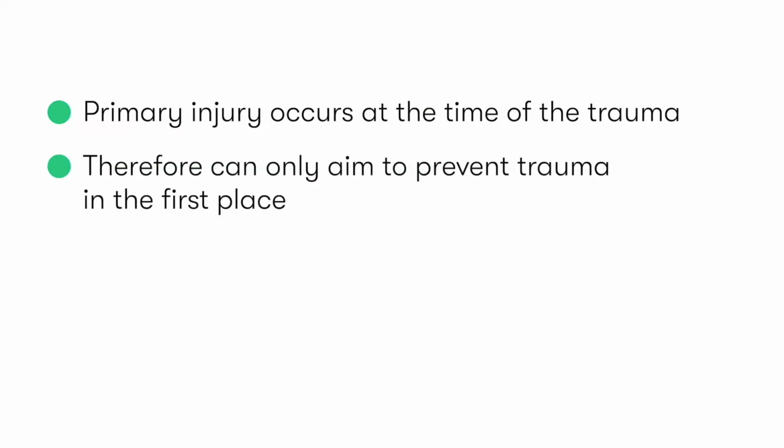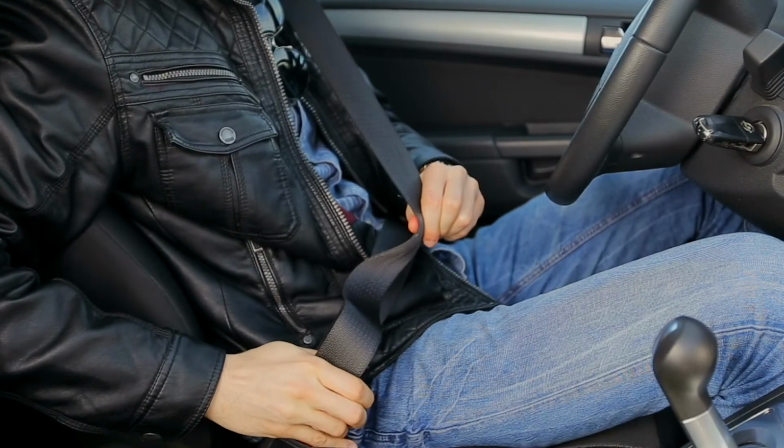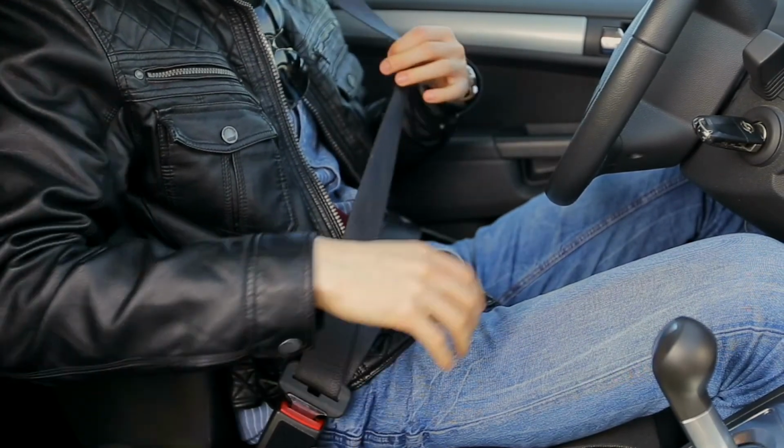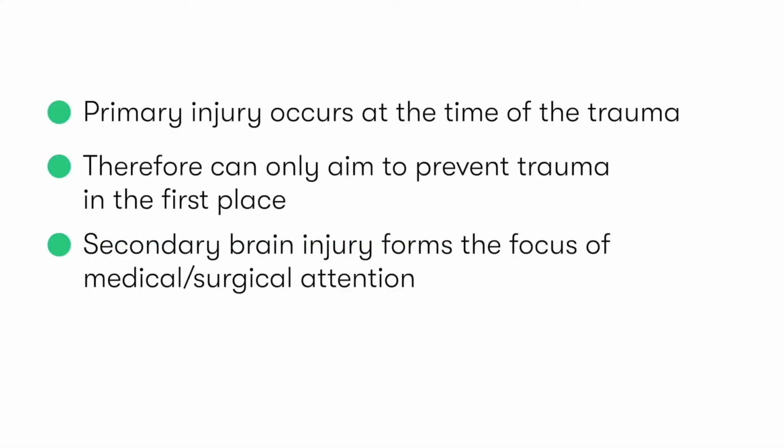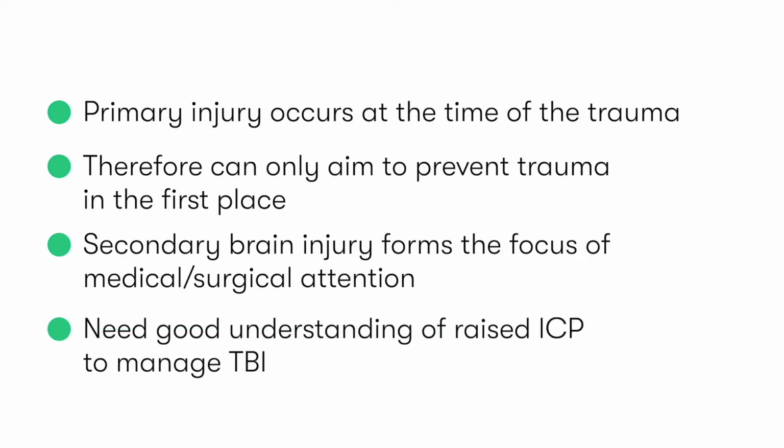Now, as primary brain injury happens at the moment of injury, there's very little that we as medical practitioners are able to do to interfere with this process, other than promoting safer activities to prevent the initial injury from occurring itself. For example, the use of car seatbelts and cycling helmets. But from a medical or surgical perspective, it's the secondary brain injury that forms the focus of our attention. To be able to manage patients with traumatic brain injury, it's really important that we have a good understanding of the pathophysiology which happens during this phase, and in particular, during a rising intracranial pressure.